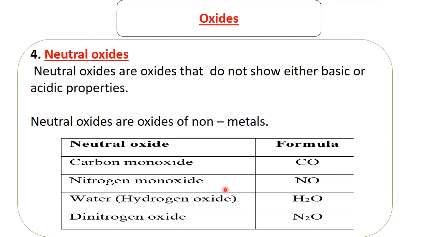The other one is nitrogen monoxide. The other one is water. Water is an oxide also. Hydrogen reacts with oxygen, so it's an oxide. It has other chemical names which are interesting, but here it's hydrogen oxide. Then we have the nitrogen oxide here, which is N2O. So these are some neutral oxides.